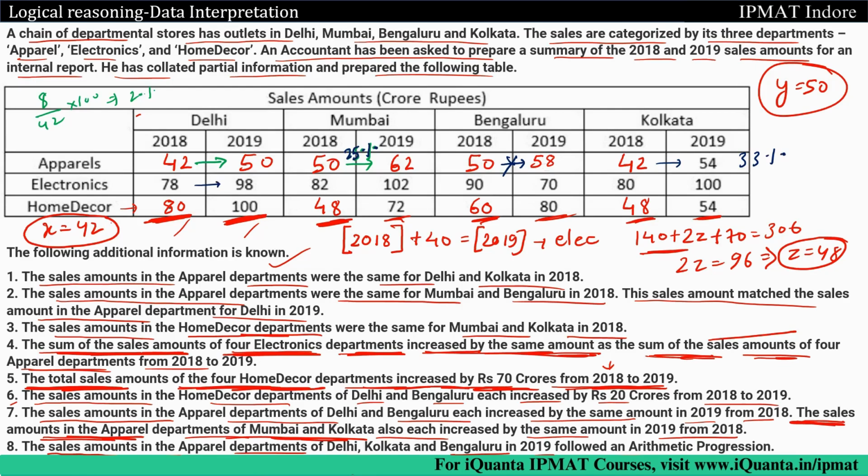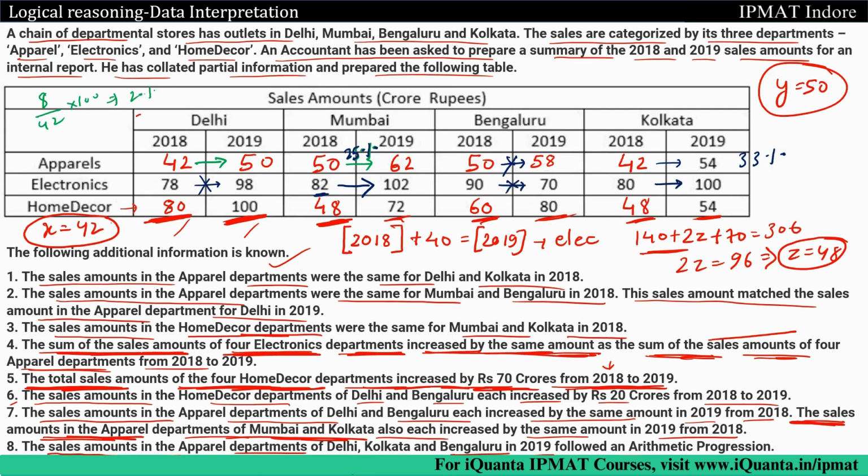Then 78 to 98, change of 20 upon initial 78. 20 by 78 is somewhere around 1 by 4. 1 by 4 of 100 is 25%. So we won't count this. I hope you know how I'm calculating this very quickly. I'm just taking the change. For example, 82 to 102. There's a difference of how much? 20, right? 20 upon initial value 82. So 20 upon 82 is somewhere around 1 by 4. 1 by 4 into 100, because ultimately to convert a fraction into a percentage I have to multiply it by 100. So this is also close to 25%. We won't count this. Then 90 to 70, this is not even an increase because the value is decreasing. So this is straight away gone.